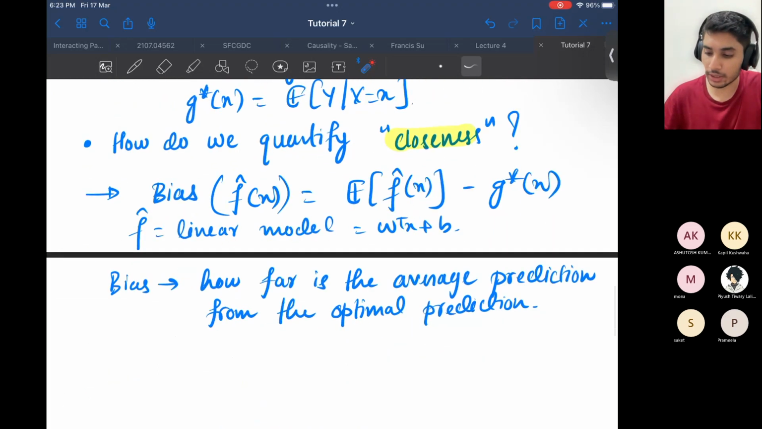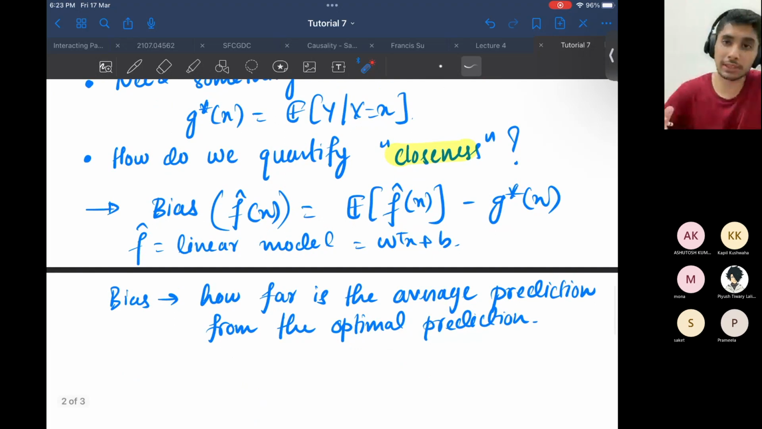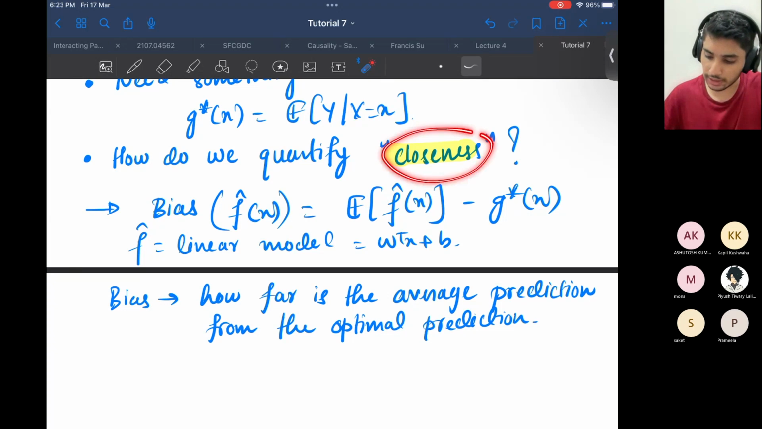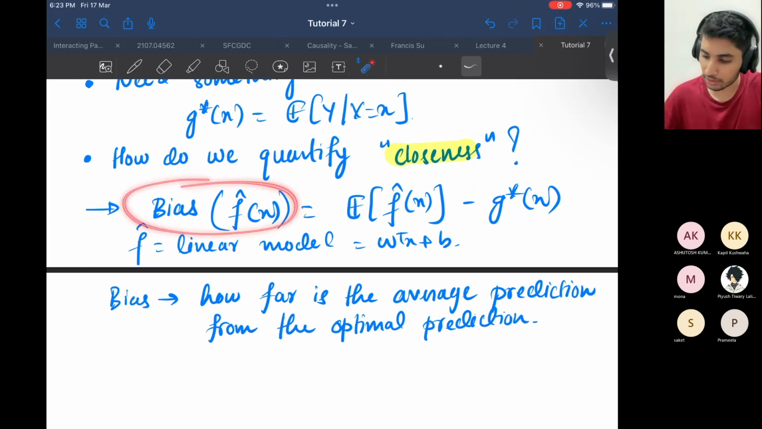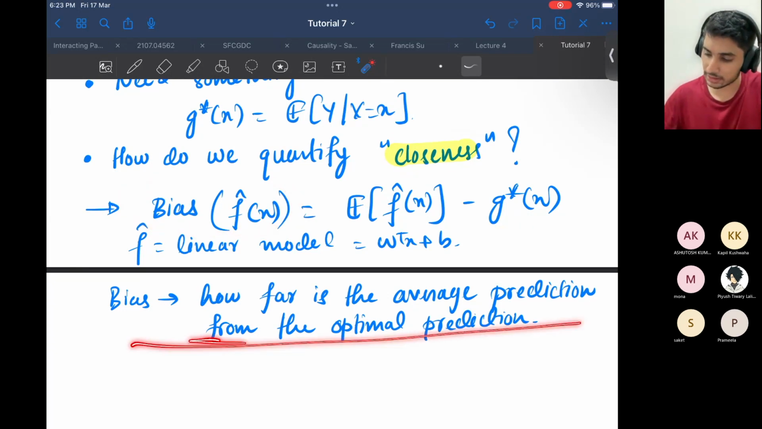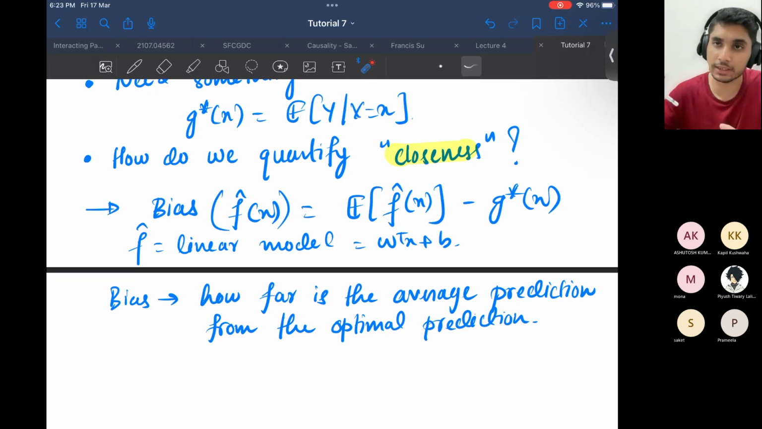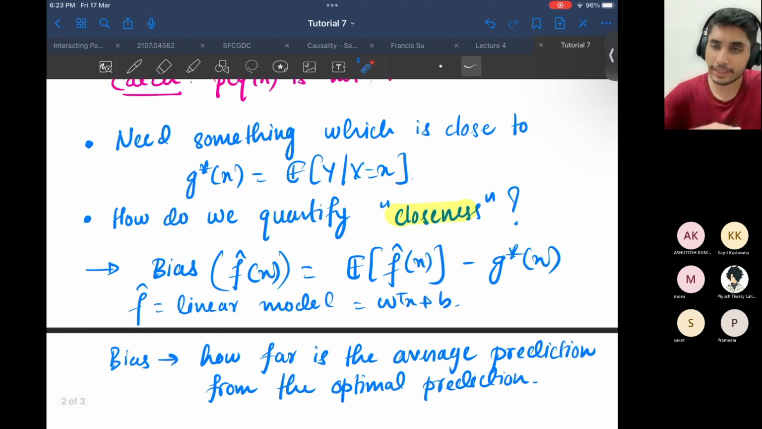Then you said, okay, can I come close to this optimal function? Well, then you had to define your closeness, and you defined something called bias and said that this is something that maybe defines what you need, so to say, the closeness between your model and the optimal model. Well, this is fine. Are we done?